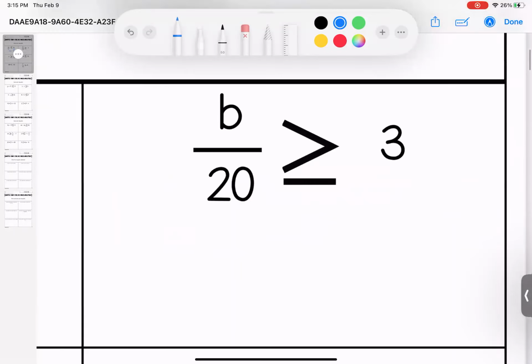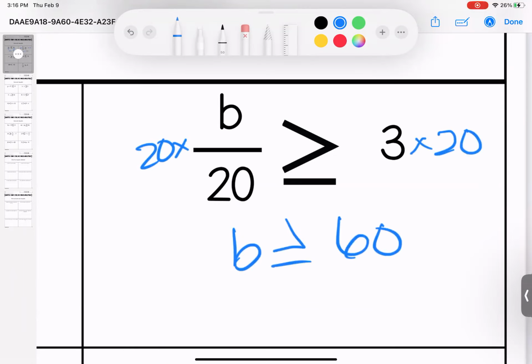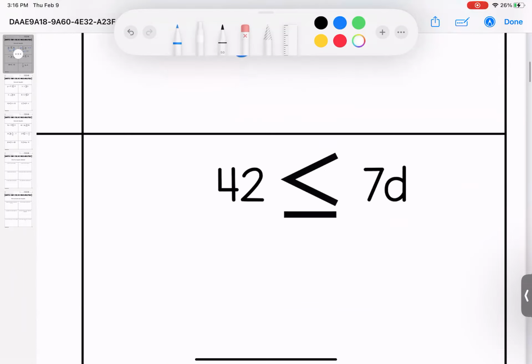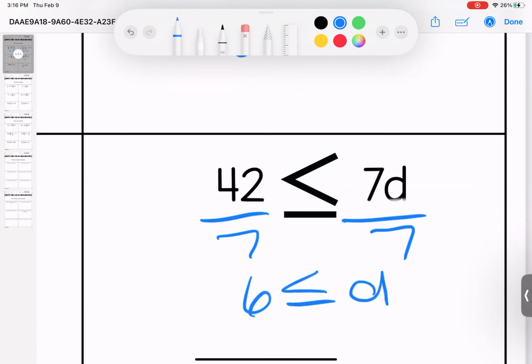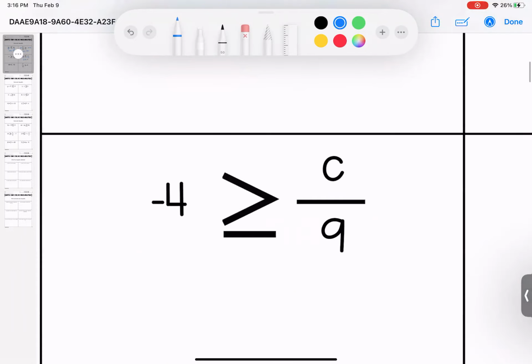Coming over here, when I see a fraction, it means divide. The opposite is multiply. I'm going to multiply both sides by 20. This leaves me with B is greater than or equal to 60. Coming down here, sticky numbers, I divide. I'm going to divide both of these by 7. 42 divided by 7 gives me 6 is less than or equal to D.